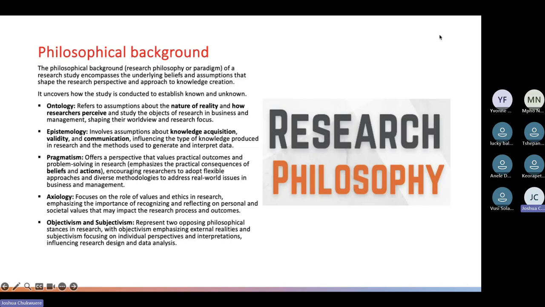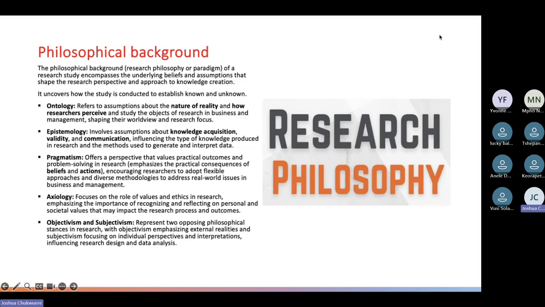Axiology looks at the role of value and ethics. Now, your study wants to look at the value proposition, the value perspective of your participants. In this case, I'm talking about what is the norm, what is the standard to them. You're going to look at this paradigm, this philosophy.